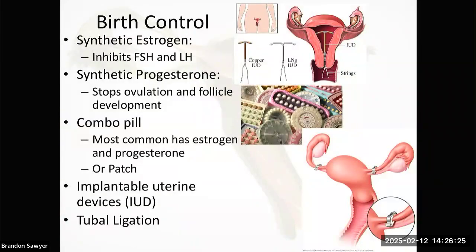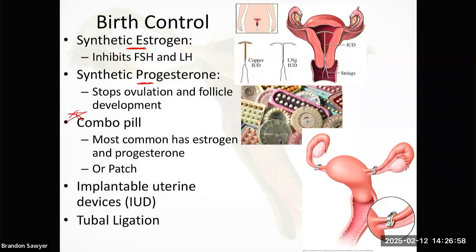But real briefly here on birth control, we'll wrap it up with this. Bunch of different types of birth control. Earlier ones were synthetic estrogen. Estrogen is inhibitory to FSH and LH. So if we can stop FSH and LH release, the follicle doesn't grow, the endometrium doesn't grow as much, right? Some of them were also purely progesterone. Progesterone stops ovulation because it makes it look like the woman is pregnant. So it stops the ovulation from happening again, stops follicular development.